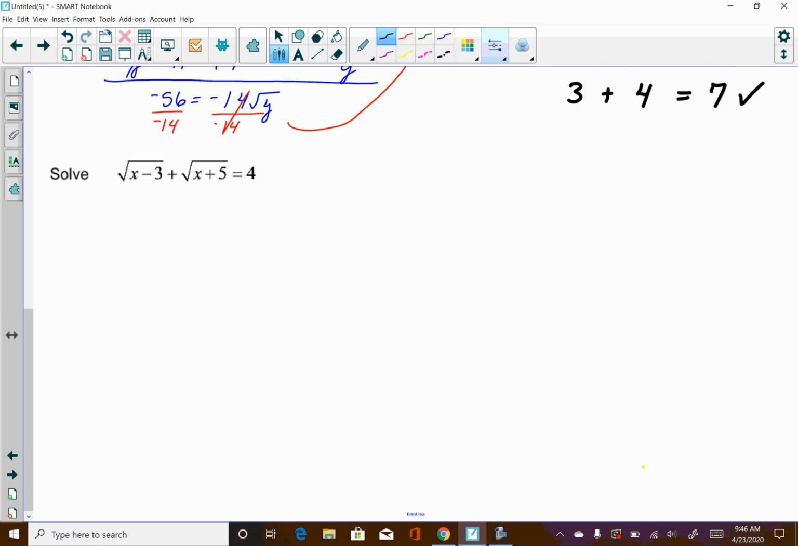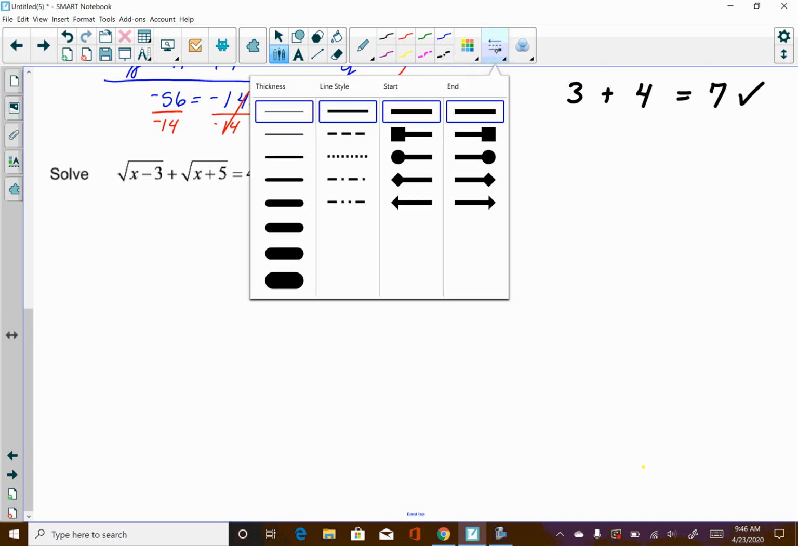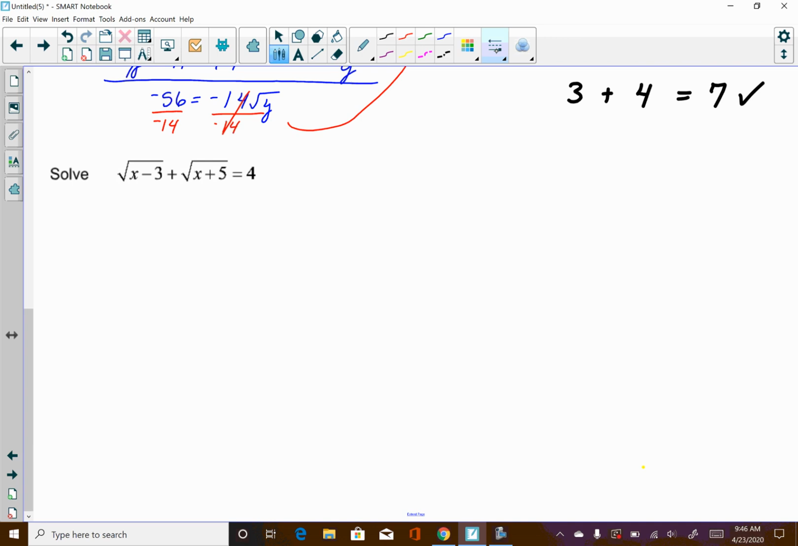So now from here, if I'm looking at this next one, first thing I would do is get one of these square roots all by itself. So I'm going to take this second one over here, the square root of x plus 5, and take it to the other side by doing the opposite, so subtract. Cancels out. Square root of x minus 3 equals 4 minus the square root of x plus 5.